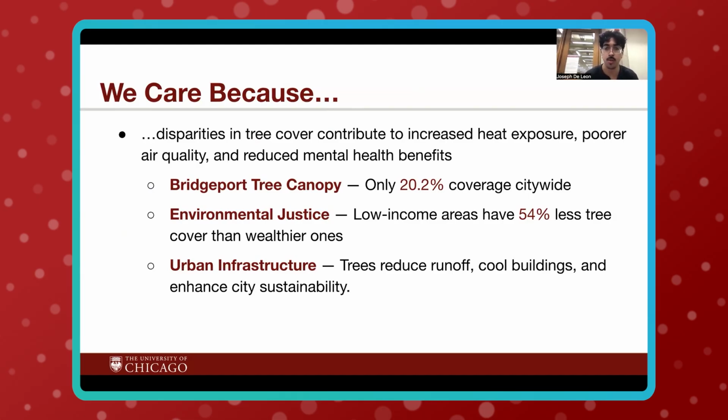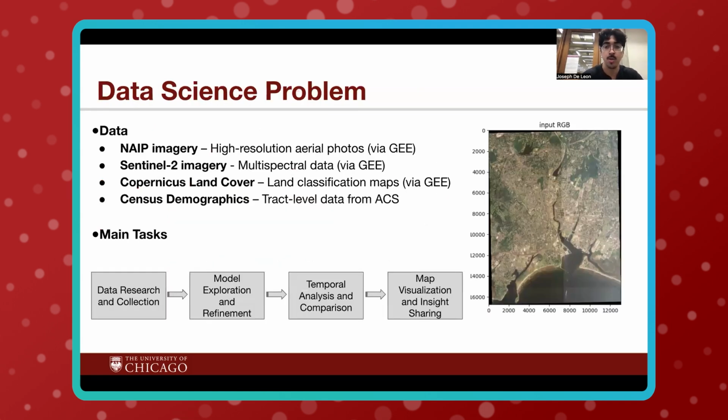To address this, we used a range of spatial data sets in Google Earth Engine. This includes Sentinel-2 imagery and NAIP imagery, Copernicus land cover maps, and census demographic data. We structured our work around four main tasks: data research and collection, model exploration and refinement, and finally, temporal analysis to compare canopy change over time.